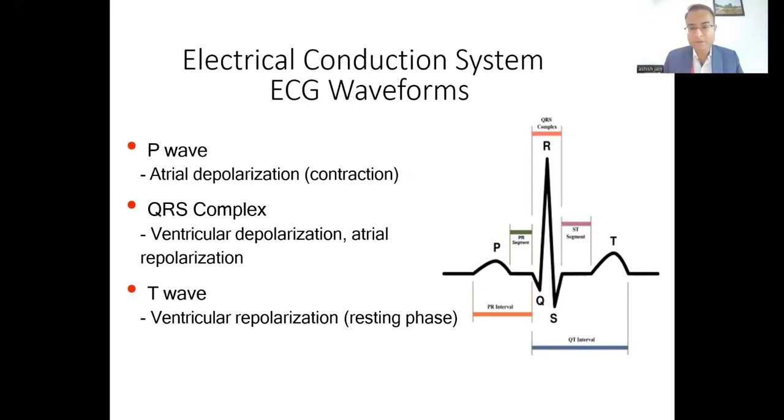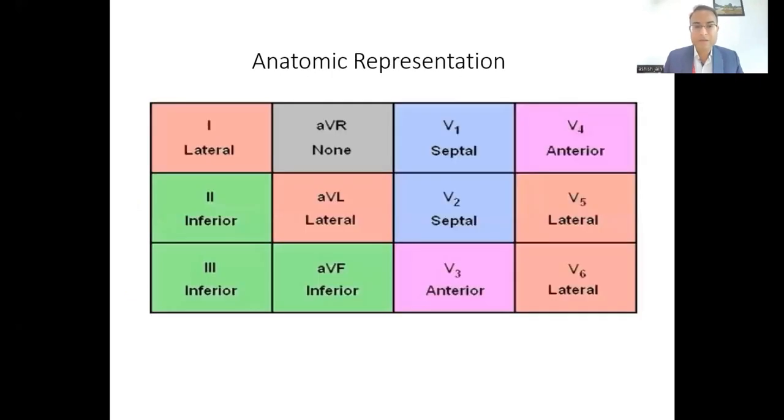This is a normal ECG waveform where we have the P wave, which represents atrial depolarization, that means contraction, the QRS complex, which represents ventricular depolarization and atrial relaxation, and the T wave, which represents ventricular relaxation or the resting phase.